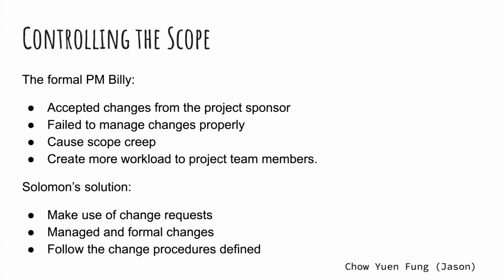As for controlling the scope, the former project manager, Billy, didn't know how to say no and reject. He kept accepting changes from the project sponsor and failed to manage changes to the scope. Therefore, it created a lot of problems such as scope creep and many workloads for the project team members. In order to avoid the same mistake from happening, Solomon ensured change requests were well managed, formal, and processed according to the procedure defined in the company's change control system.